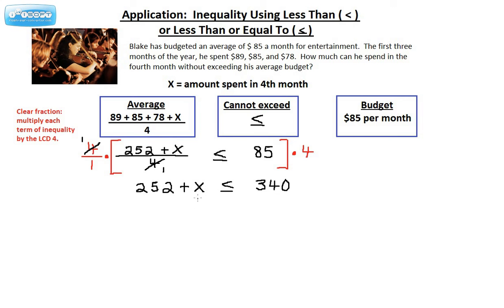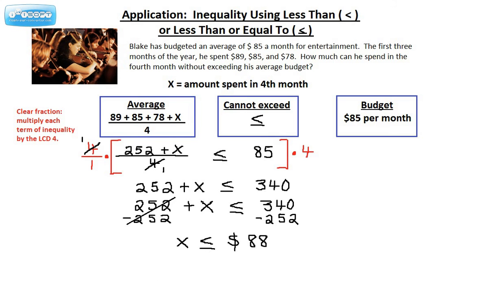Now we want to isolate x, so let's subtract 252 from each side. This results in x, the amount spent in the fourth month, will have to be either equal or less than $88. So we can also check this by doing the average.